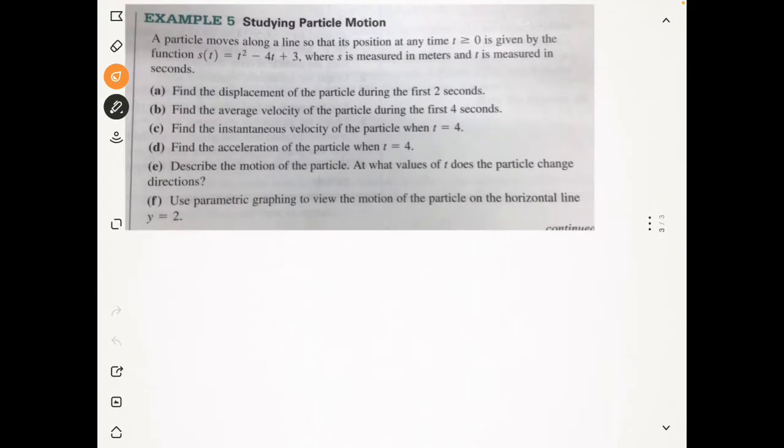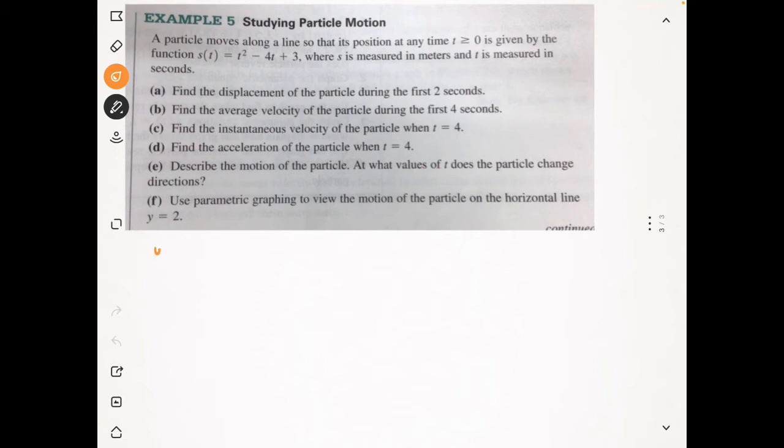Let's look at this one, last problem. There's lots of parts here. So what it's saying is a particle moves along a line so that its position at any time t greater than or equal to 0 is given by the function s of t equals t squared minus 4t plus 3, where s is measured in meters and t is measured in seconds.